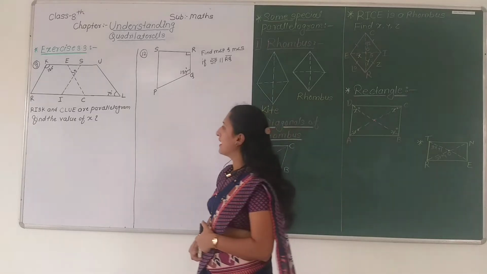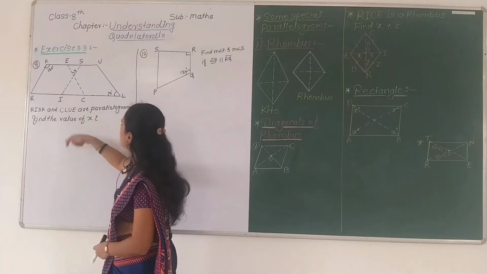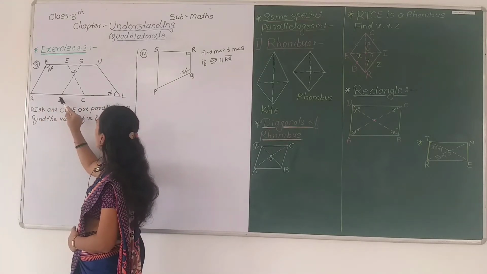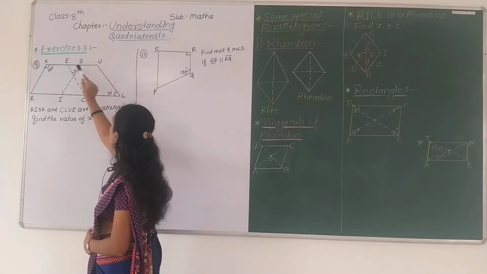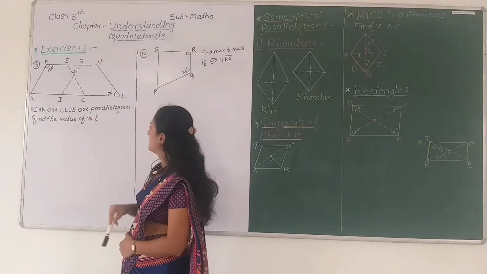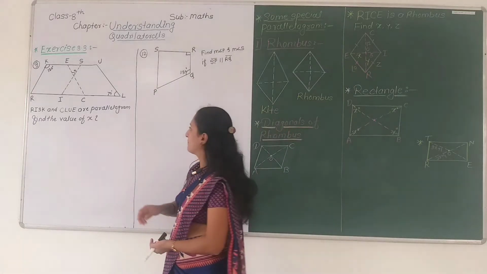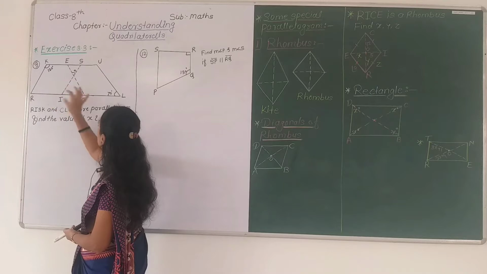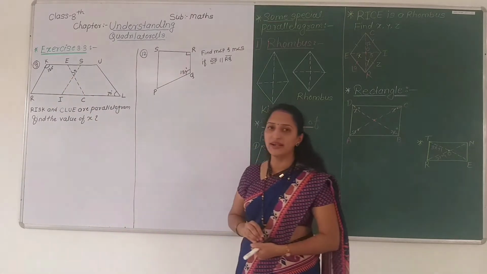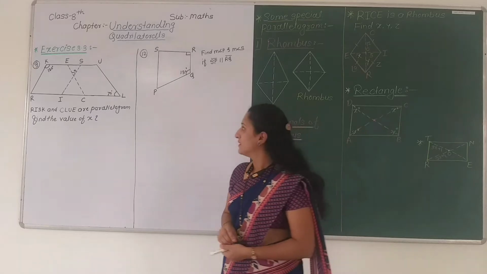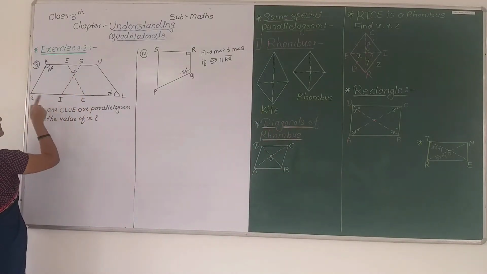The example number 9 is, look at this figure. Here RISK and CLUE are parallelograms. Find the value of x. Here we are given that these two parallelograms intersect each other, and we have to find the value of x. Look at here, this x.